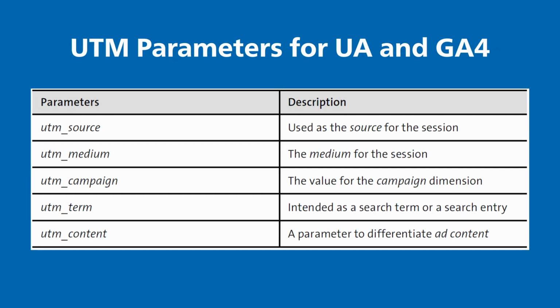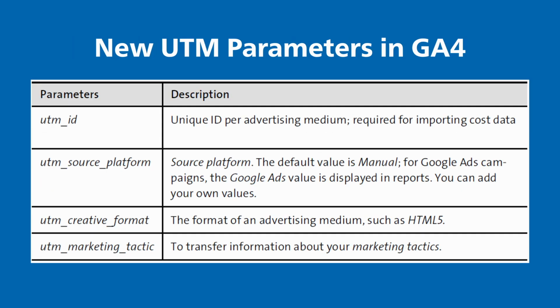So, what parameters should you actually use? At a minimum, every tagged URL should include 3 required parameters. There are also 2 optional parameters you can use when needed. These parameters existed in Universal Analytics and still work the same way in GA4, so you don't need to change existing campaign links just because you've migrated. GA4 does introduce new optional UTM parameters, though. For example, ID, source platform, creative format, and marketing tactic. These don't replace the classic UTMs, they extend them when you need more detail.